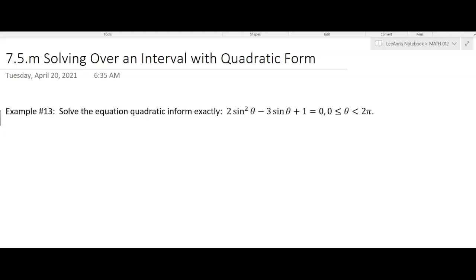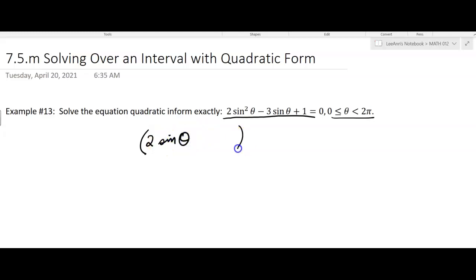So here's an equation. Again, it's quadratic in form. So you see it there. There is a restriction on the interval, so 0 to 2 pi again. So we can factor this without doing a u substitution. You just treat the sine theta like the u or the x, or you can always write the u substitution. That's not a problem.